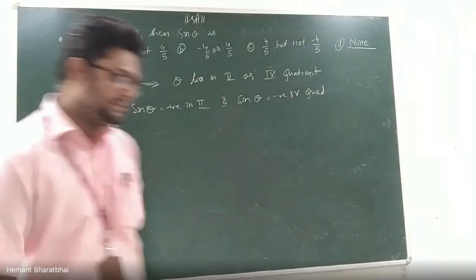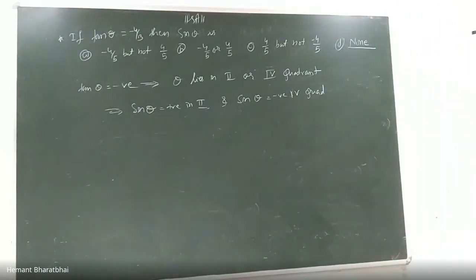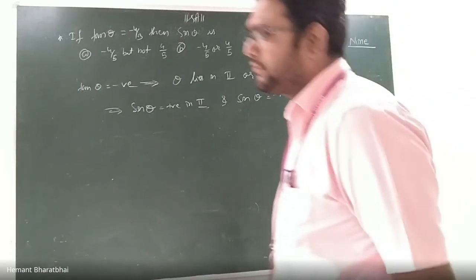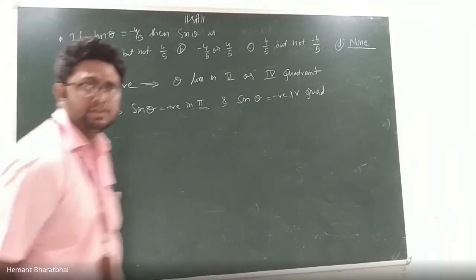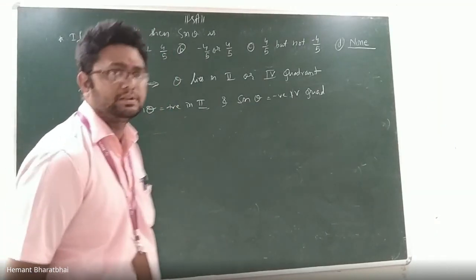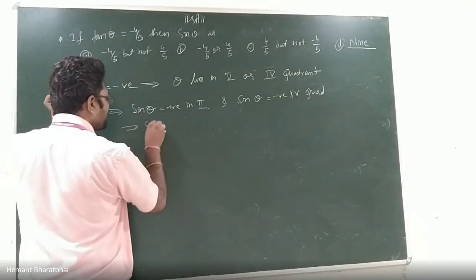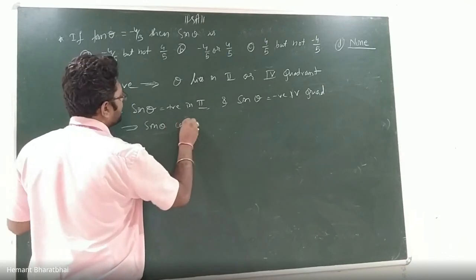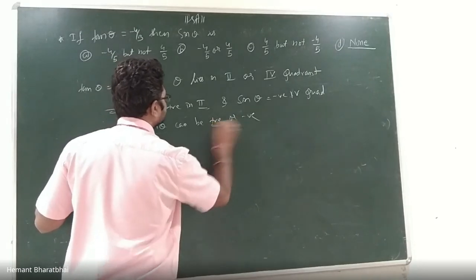Because theta lies in the second quadrant or in the fourth quadrant, I will have to check the values only in the second and fourth quadrants. Which means sin theta can have a positive value and sin theta can also have a negative value, because theta lies in the second quadrant where sin is positive, or in the fourth quadrant where sin is negative. This implies that sin of theta can be positive or negative.